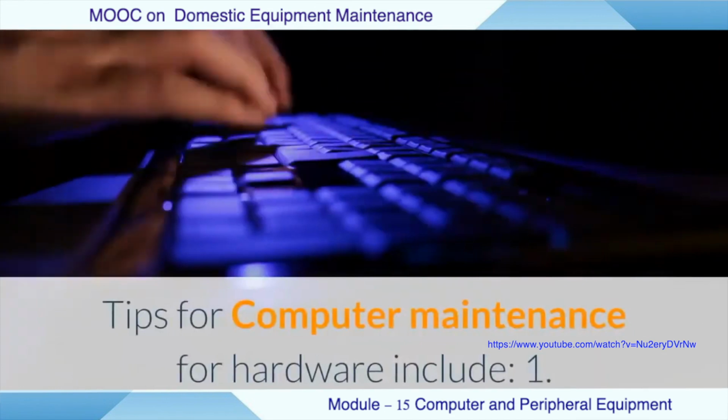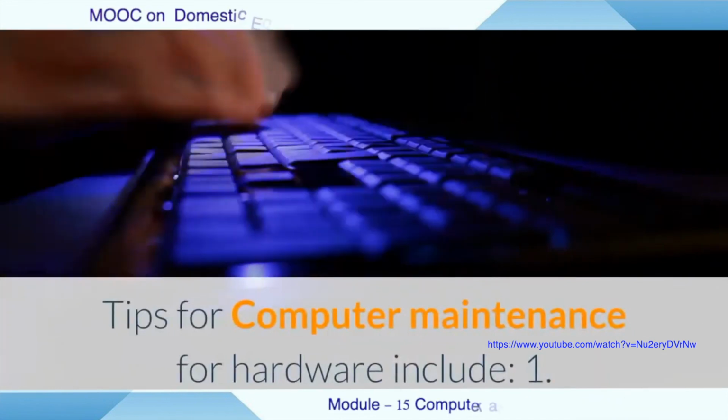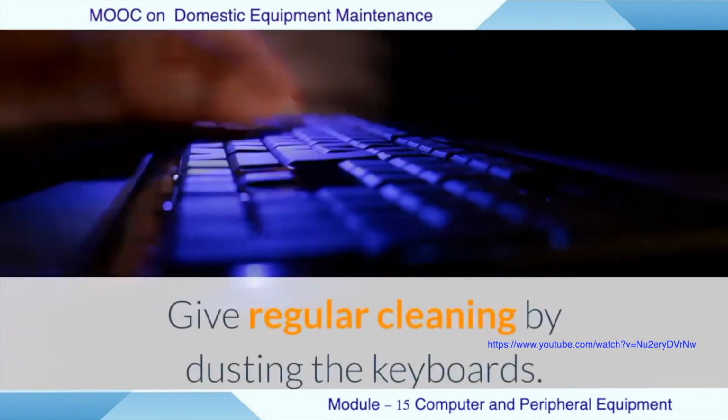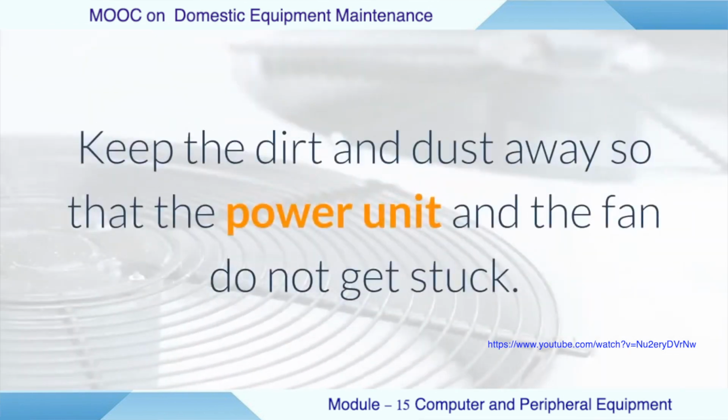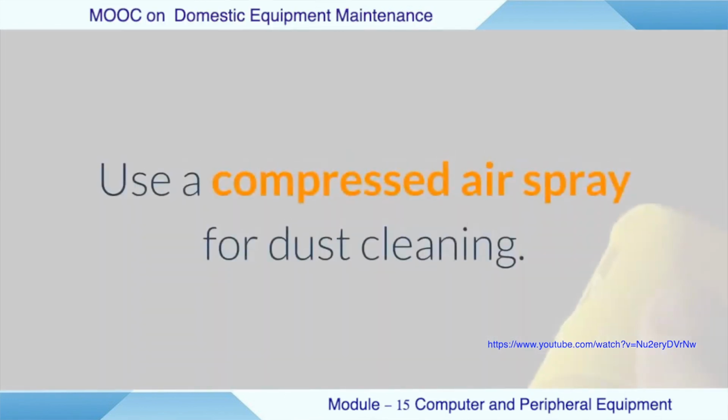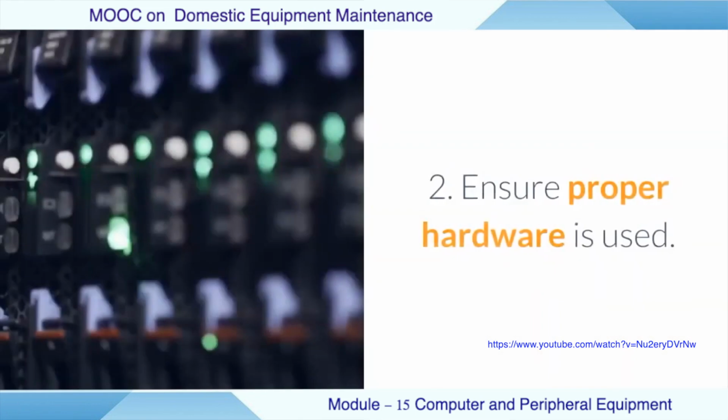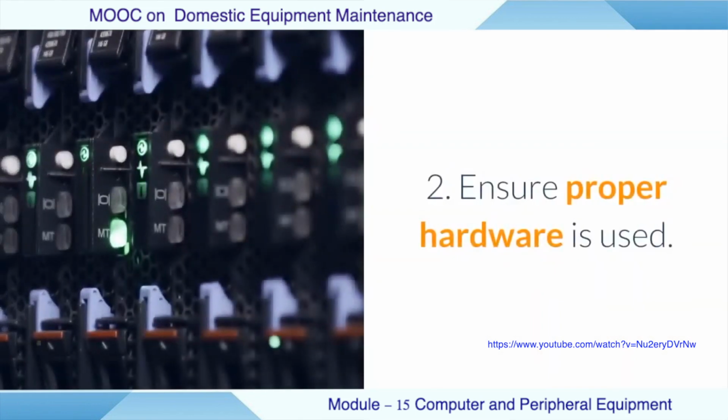Tips for computer maintenance for hardware include: 1. Give regular cleaning by dusting the keyboards. Keep the dirt and dust away so that the power unit and the fan do not get stuck. Use a compressed air spray for dust cleaning. 2. Ensure proper hardware is used.